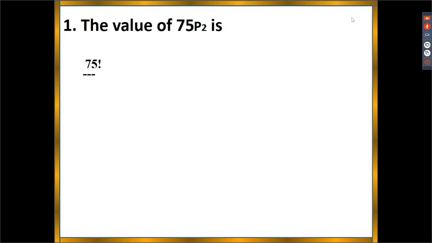So the value of 75P2 is 75 factorial by (75 minus 2) factorial, that is 73 factorial. Very simple example. So 75 factorial by 73 factorial. In the numerator, down to 73 factorial cancels with the denominator. So what is left? 74 into 75 is left. Do your own calculation, no problem. 74 into 75. What is the answer finally?